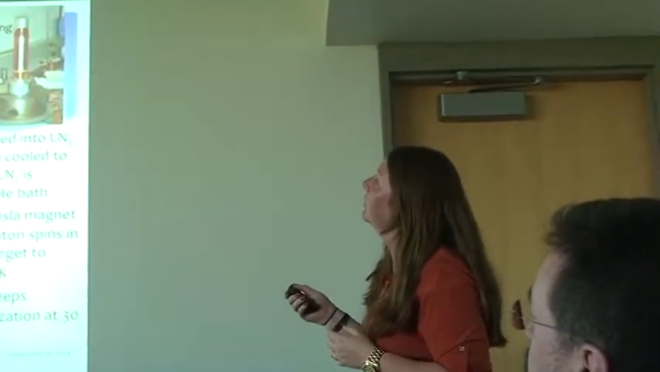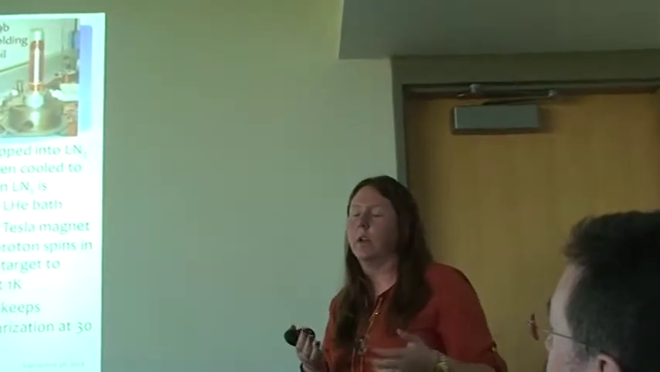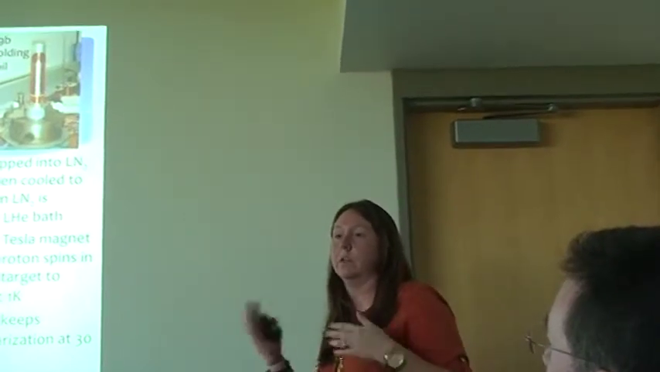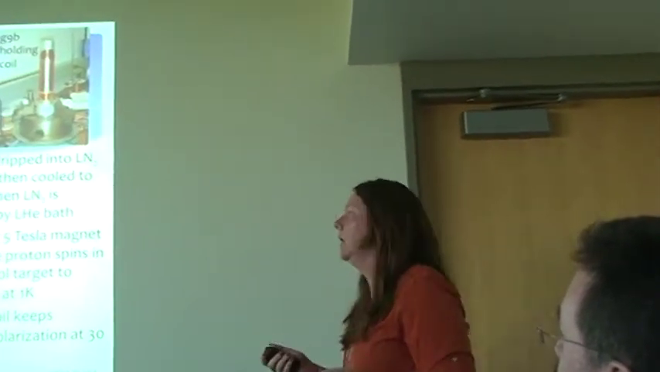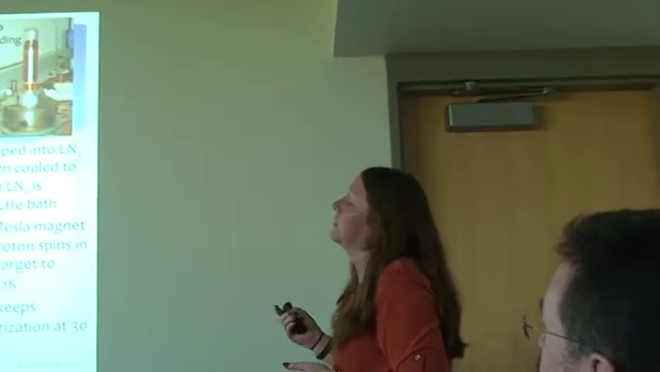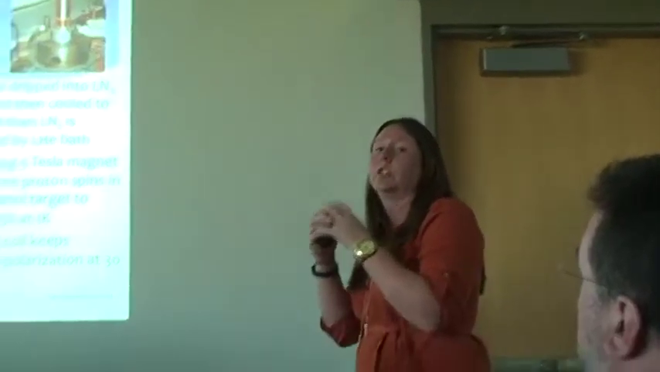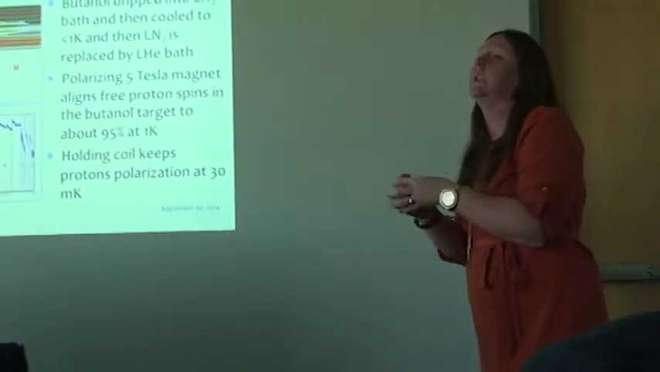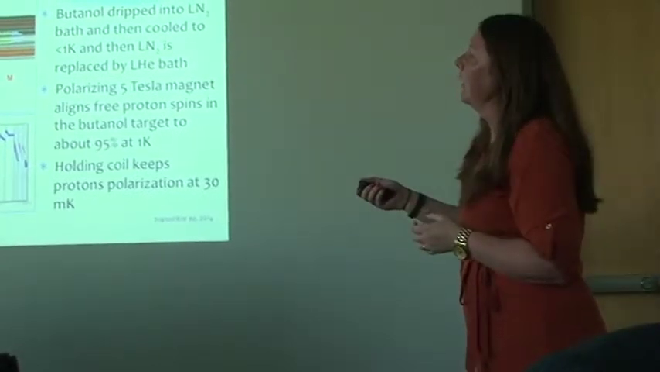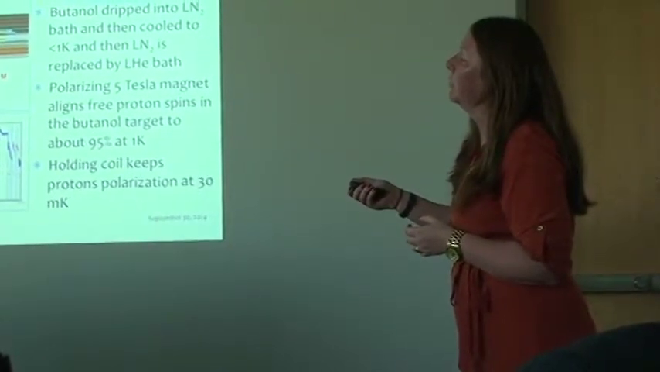This is the holding coil for G9B. The G9A target had a different holding coil because of the different target polarization. Here this holding coil is 0.5 Tesla, and it can actually help keep these protons aligned when it's in beam. That would be the yellow part here around this butanol.